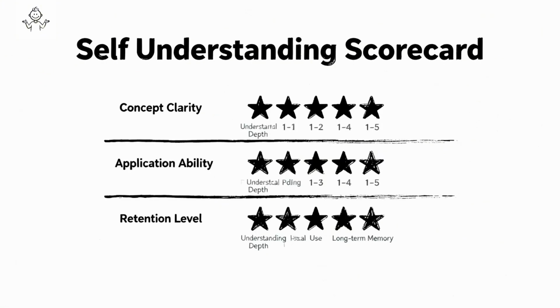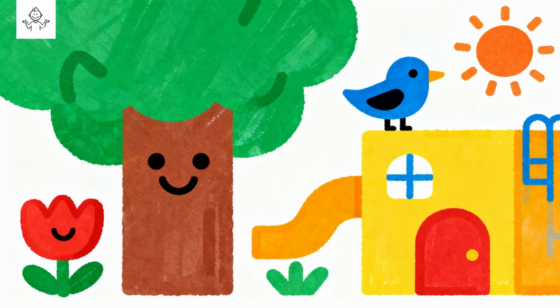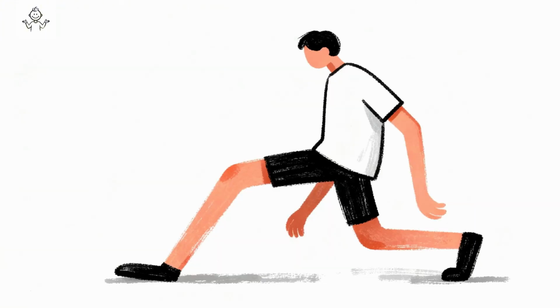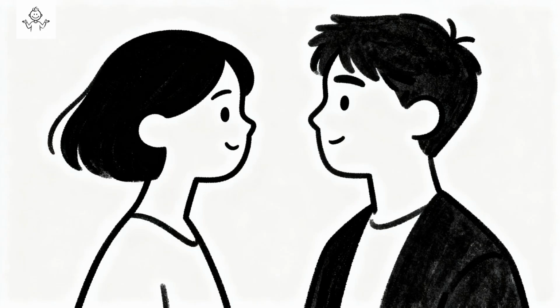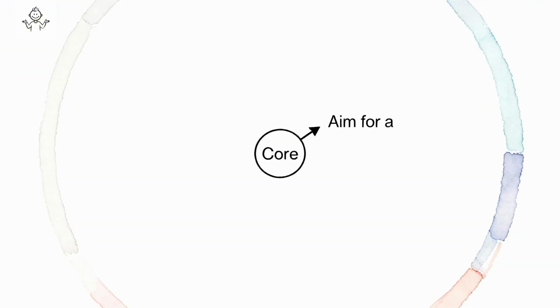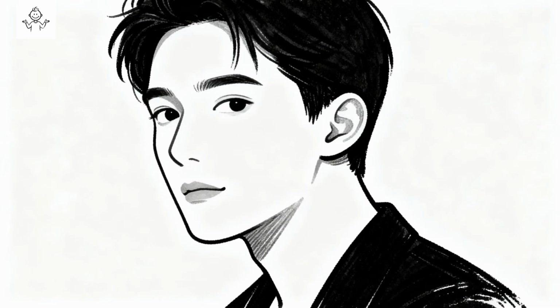How to grade your understanding. Self-scorecard. A: you can teach it to a kid, answer why 3 times, and make a prediction that later checks out. B: you can teach it to a peer with 1 or 2 stumbles. C: you read it, you nod, you forget it. D: you copy definitions; you cannot answer what happens if. Aim for A on the core, B on the edges. Perfection is delay.